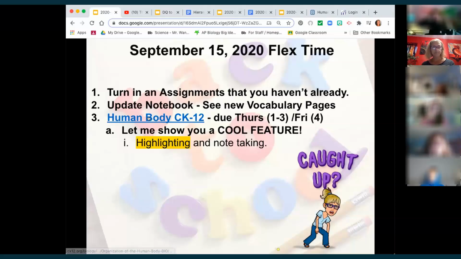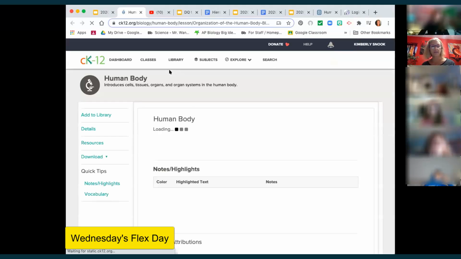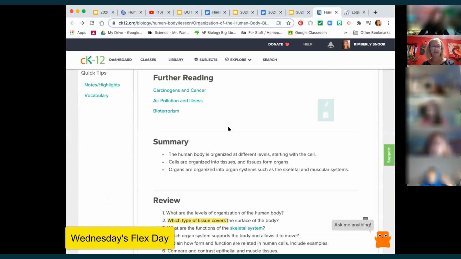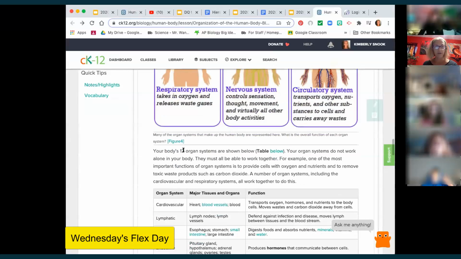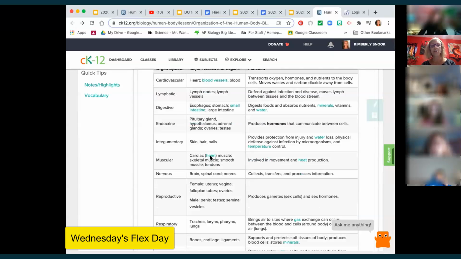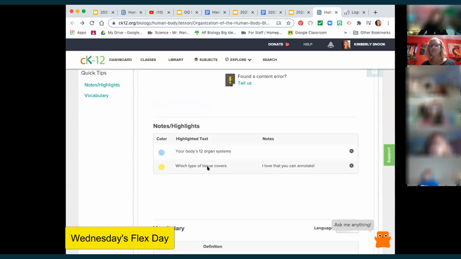and then we have the human body CK12. And I know those don't take you very long. I wanted to show you something cool I discovered in the CK12. You may have already figured it out. I just figured it out. So it turns out if I find something that I want to remember, like I have 12 body systems, I can highlight this with whatever color I want and it automatically makes notes for me down here. It keeps track of the notes that I've taken. So that's super cool that I can annotate that.